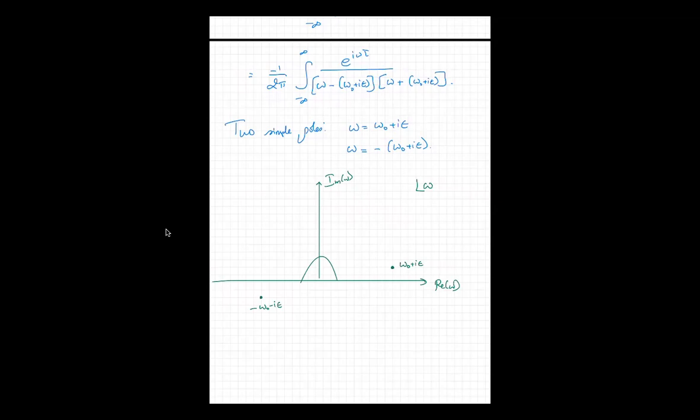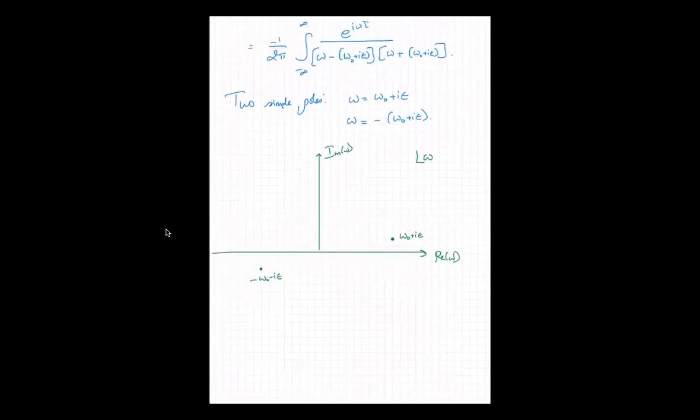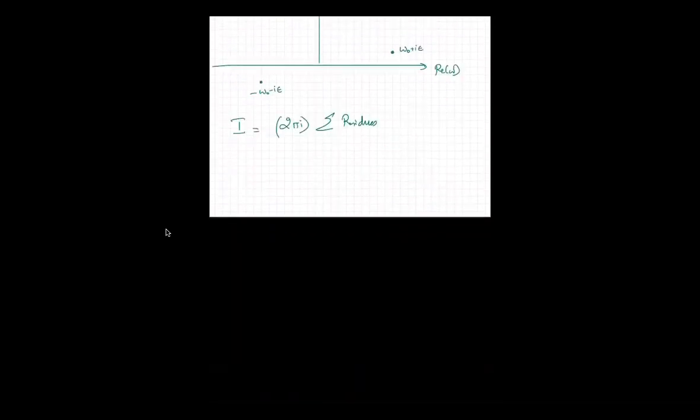The only way I can choose a contour that has a non-trivial Green's function is if I encircle one of the poles. If I enclose one of the poles, then of course I can use the Cauchy residue theorem and I can claim that the integration, whatever the integral I is, is basically 2 pi i times the sum of the residues, right? So this is the Cauchy theorem. I hope you remember this.